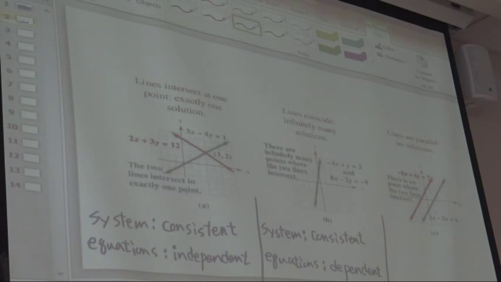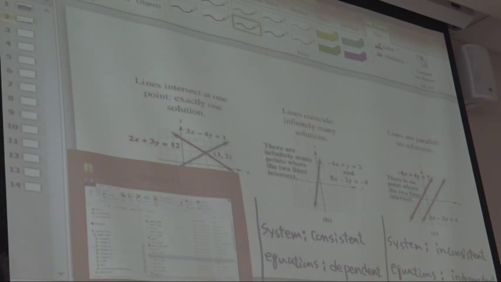And when they never meet, or when the two lines are parallel, the system is inconsistent. There is no solution, and for the equations, we cannot get the second equation from the first equation. So they are independent. But don't worry about this kind of notation. I'm not going to use that.